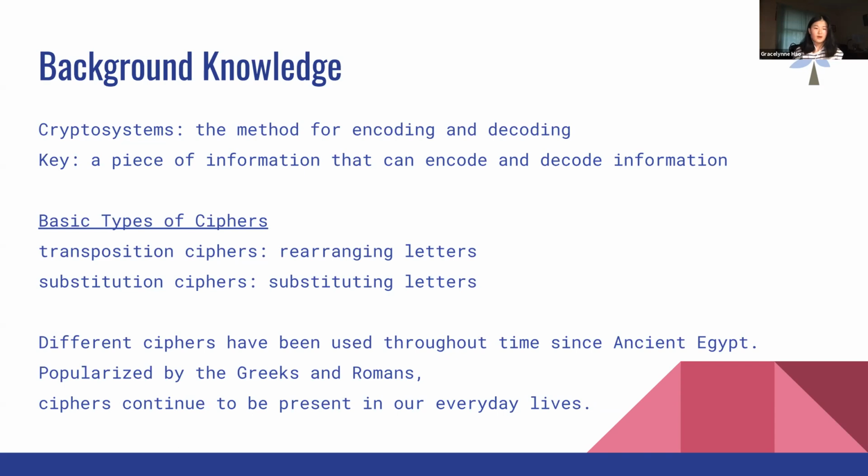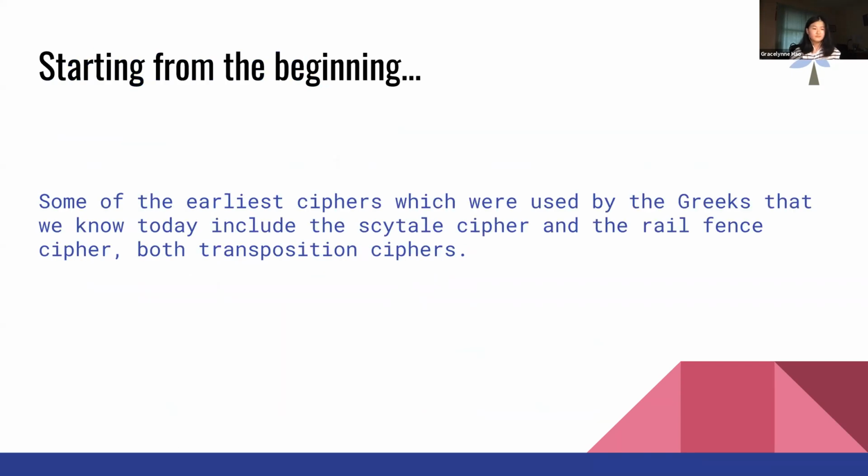Okay, so popularized by the Greeks and Romans, ciphers continue to be present in our everyday lives, currently mostly in computers. Okay, so now we start from the beginning in the timeline. Some of the earliest ciphers were used by the Greeks, including the Skytail and the Railfence cipher, both of which are transposition ciphers. And I'll get to how they worked in the next slide.